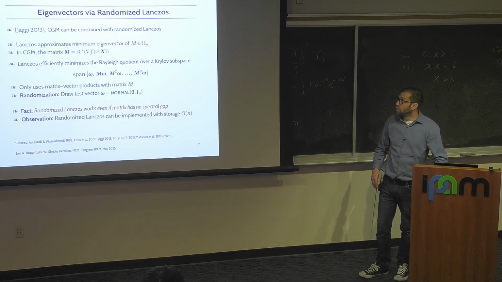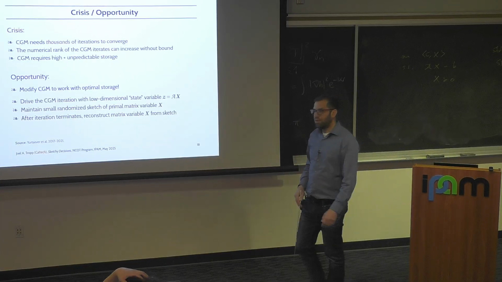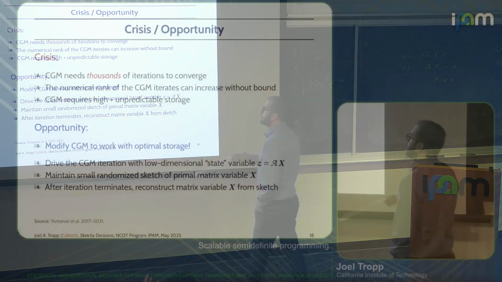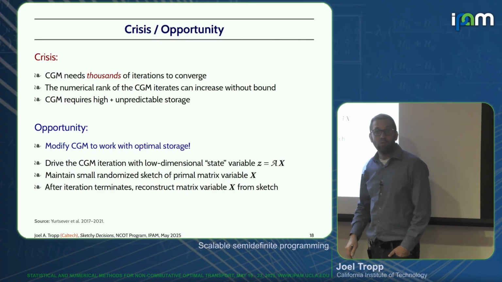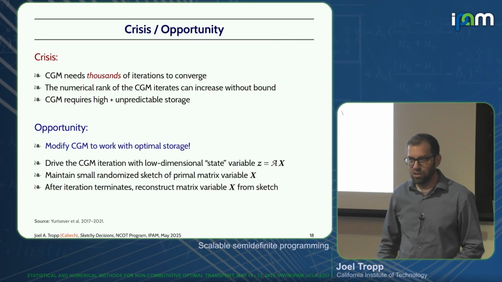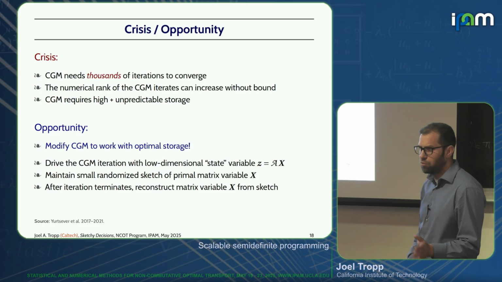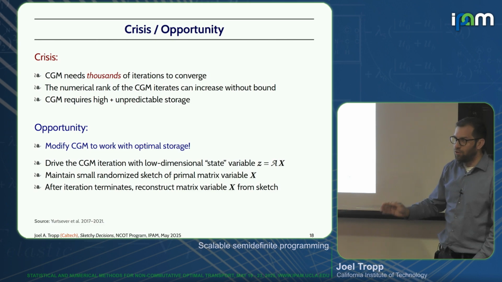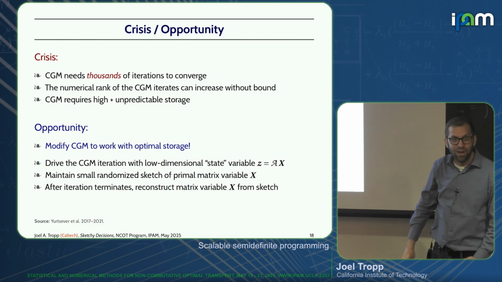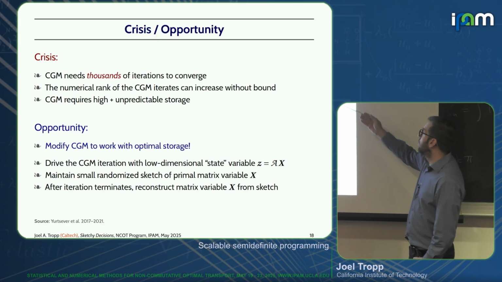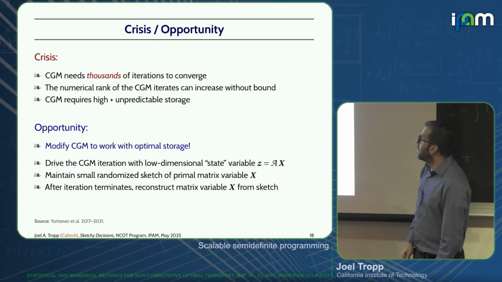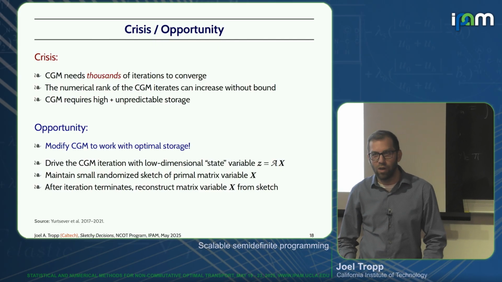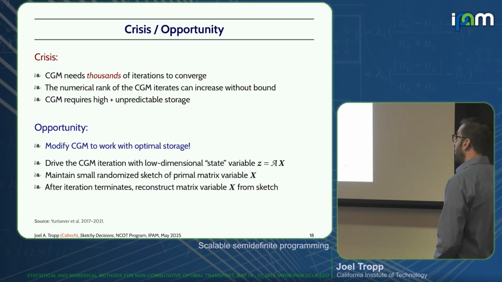Okay, good. So now we come to Marius's question. What happens? This is a disaster. So first of all, this algorithm works, but it only converges after thousands of iterations. 1,000, 10,000 would be typical. The numerical rank of the iterates increases without bound. Every time you add a rank 1 matrix, the rank of your decision variable goes up. And so it requires a lot of storage, and the amount of storage is unpredictable. Even if you try and be clever about this, it's kind of a fail.